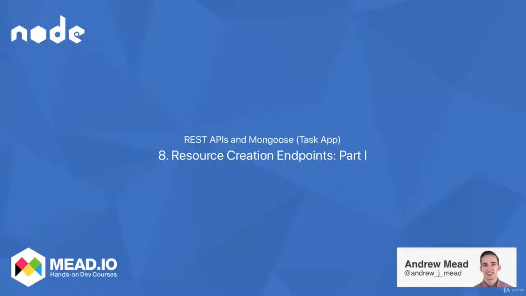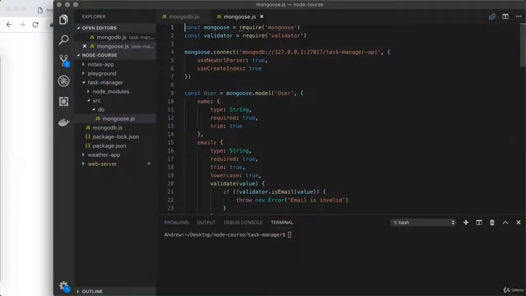In this video, you'll be setting up the very first endpoint for our REST API. Now, the goal of this video and the next one is to focus on our endpoints that involve resource creation, so creating new users and creating new tasks. Together, we'll work on creating new users, then in the next video as a challenge, you'll be setting up the ability to create tasks on your own.